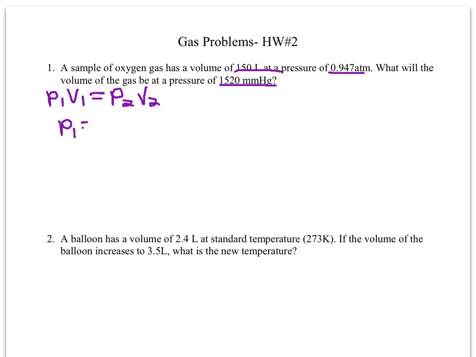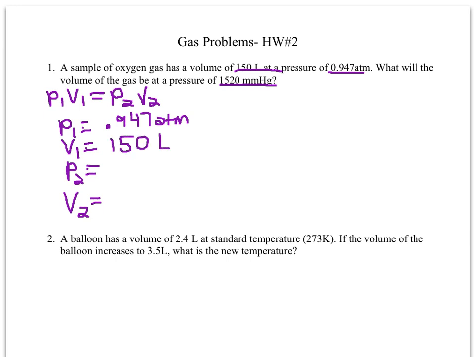So let's set this up like so and find what we have been given in the problem. Our first pressure was 0.947 atmospheres. And then we were also given 150 liters. All right. And then we're given a second pressure of 1520 millimeters of mercury. And then we don't know our second volume.